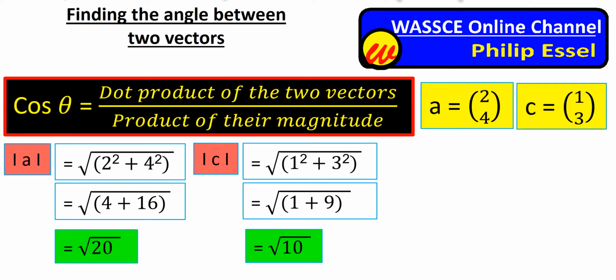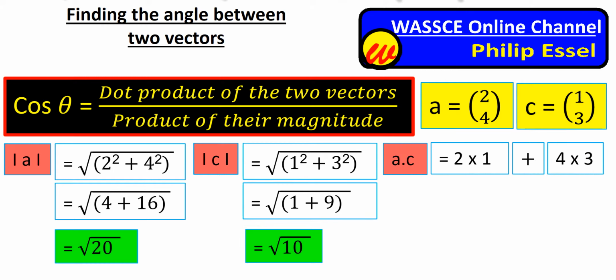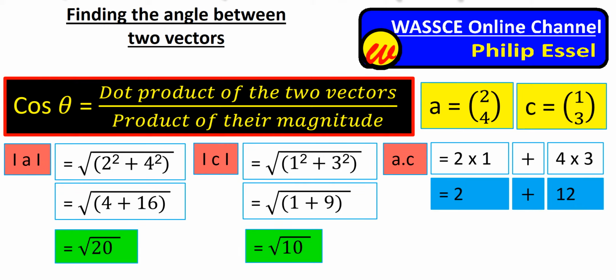So this would give us 2 times 1 plus 4 times 3. Remember, we first multiply the x components of the two vectors, then we add this to the product of the y components of the two vectors. This would also give us 2 plus 12. Remember, 2 times 1 is 2, plus 4 times 3 is 12. And 2 plus 12 would give us 14.